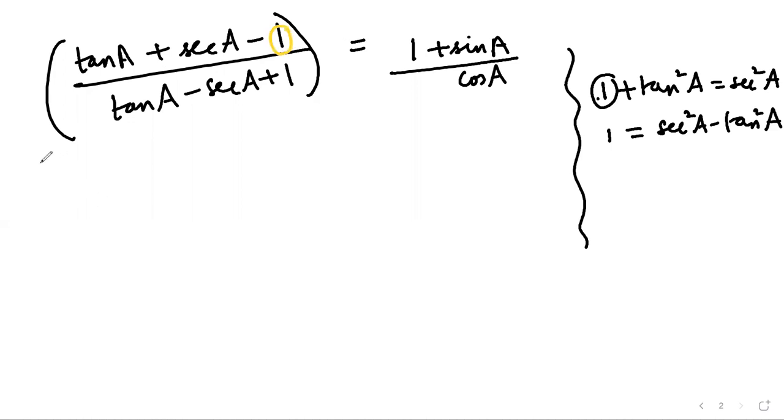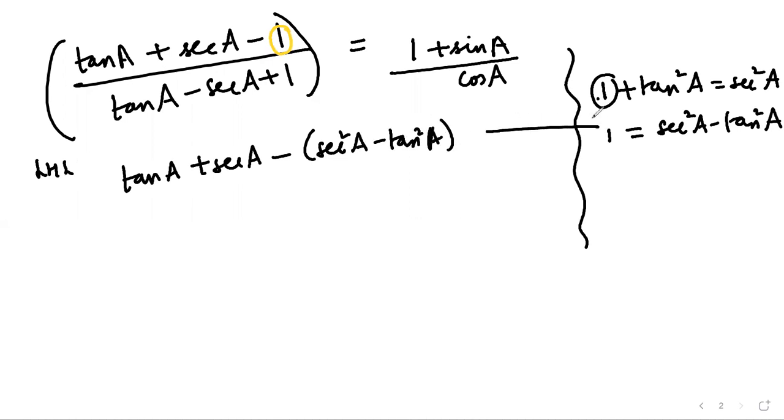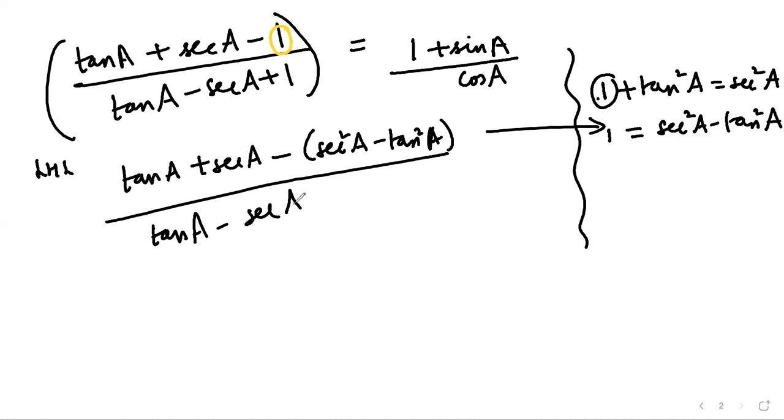Okay. So left-hand side will be what? Tan A plus secant A minus 1. What is 1? I can write 1 as secant square A minus tan square A, isn't it? Divided by, I will not change the denominator now. For now, let me not change the denominator. I don't have to replace the 1 in the denominator. Let me keep it as it is.